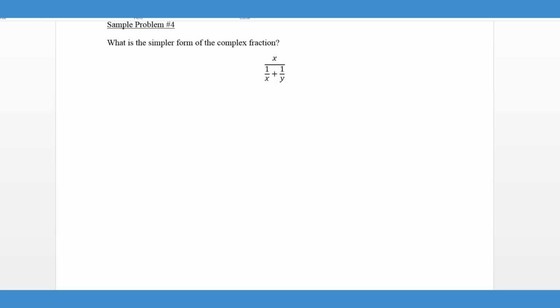Generally speaking, a complex fraction would have a rational expression in the numerator and a rational expression in the denominator. However, this one was a little more straightforward because the numerator is just a polynomial by itself, so I really only have to simplify the denominator first, and then convert it to a multiplication problem. I'll go ahead and work on that now.